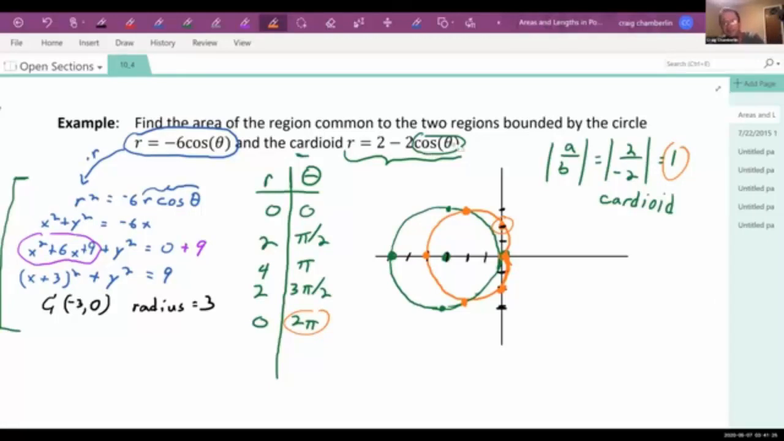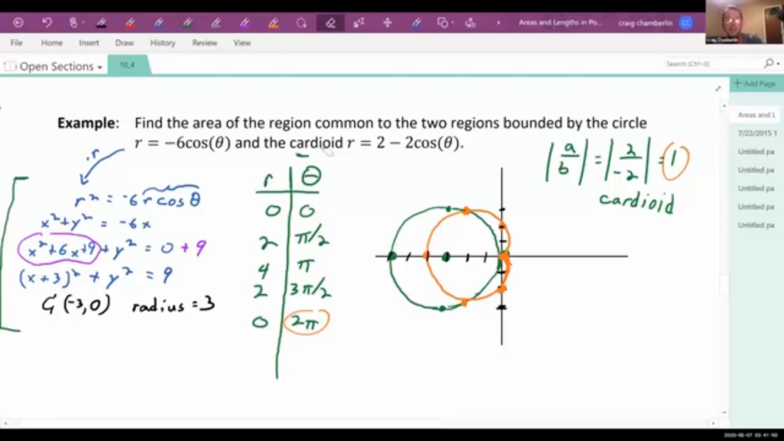Now, the next thing, once you have your picture in hand, you got to figure out what the heck region they're talking about, because that can be difficult. So let's read it again. Find the area of the region common to the two regions bounded by the circle and the cardioid. Oh, so it's got to be the overlapping region.